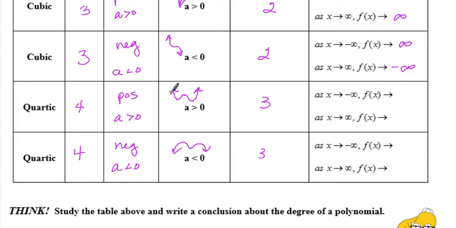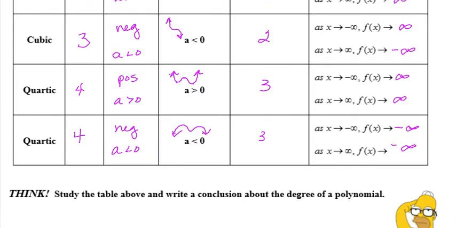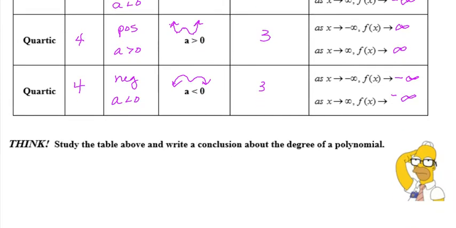For the quartic, we're up on the left and up on the right. The ends match up. For a negative leading coefficient, they're down on the left and down on the right. The ends match down. That sounds familiar. That's a lot like what happened with quadratics. So, however you need to take these notes, let's talk about some of the patterns that emerge.